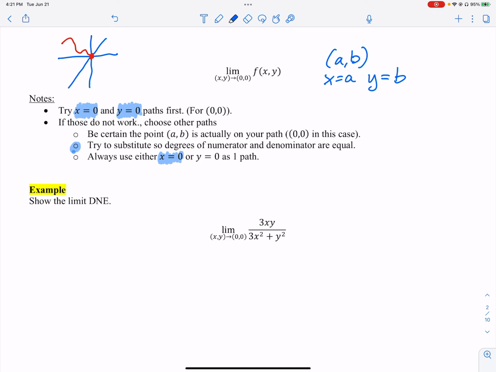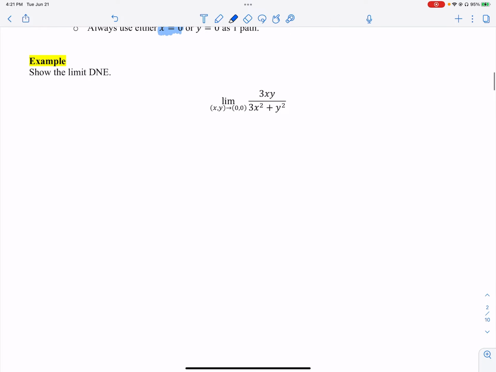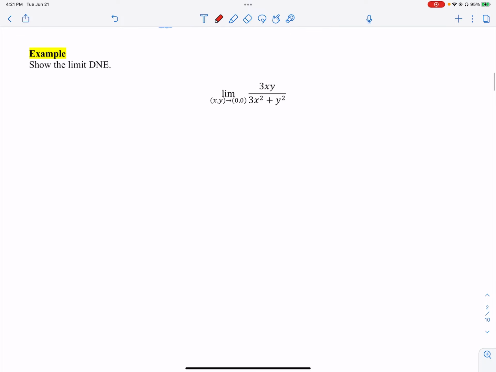All right. Let's give this a try on this example. So the first thing we're going to do is evaluate one, can you plug it in? Well, if you plug in 0, 0, you get 0 over 0. L'Hopital doesn't make sense at this point. So we are going to try the paths that make the most sense. We are going through 0, 0, so we're going to try x equals 0.